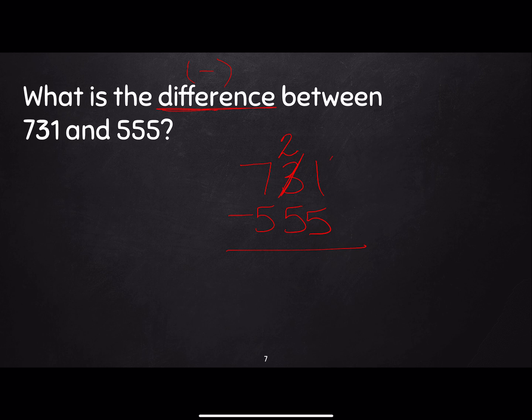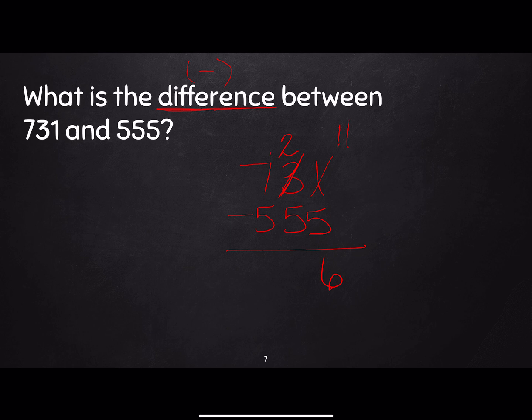And that ones place is going to turn into an 11. So now I have 11 ones. Can I take 5 from 11? Yep, sure can. It's going to leave me with 6. And then come over to my tens. I have 5 tens. I want to take 5 tens away from 2 tens. I can't do that. I don't have enough tens to take away.